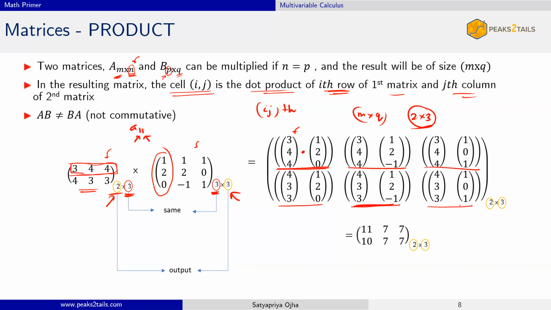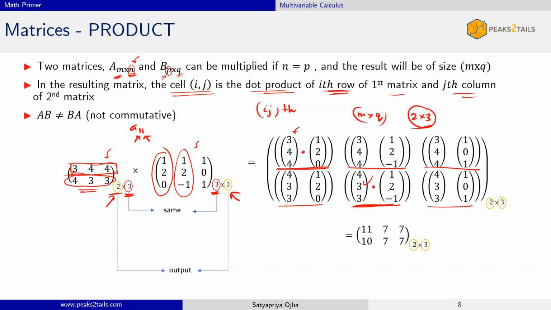Okay. 2 2. Yes. Second row, second column, correct? Sorry, second row, second column. So how do I do it? Second row, second column means the second row from the first matrix, dot product, that's this one, dot the second column from the second matrix, 1 2 minus 1. Right? So this is the first step.